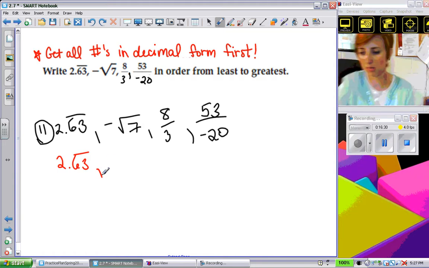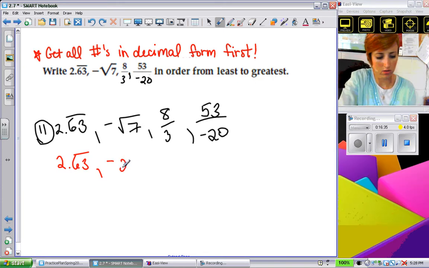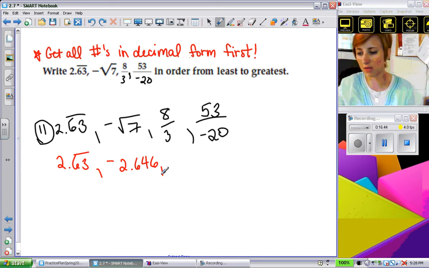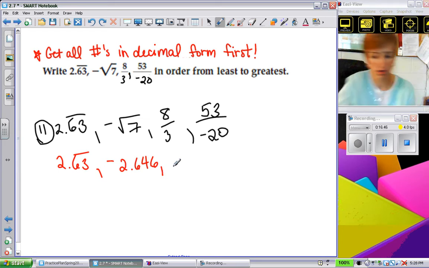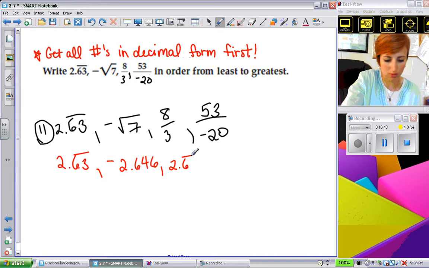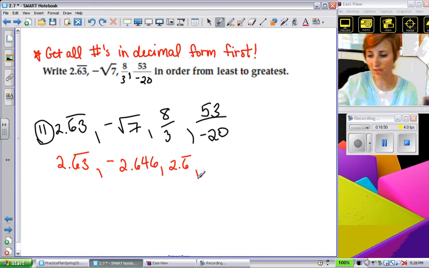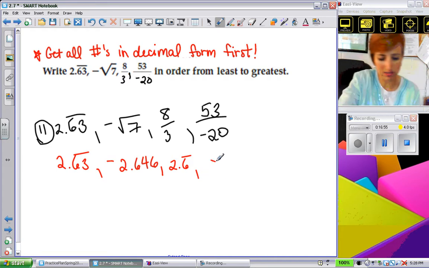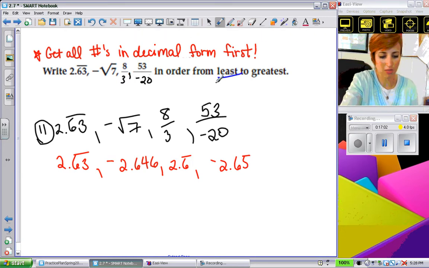So once again, we drop down our negative symbol. And we say that's 2.646 because it rounds up. Our next one's 8 divided by 3. So we'll go ahead and do that one. We get 2.6 repeating. And the very last one, we get 53 divided by negative 20. And that gives us negative 2.65. And we're asked to arrange these in order from least to greatest.